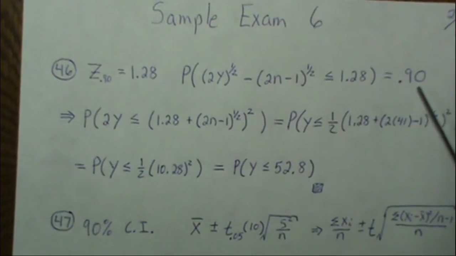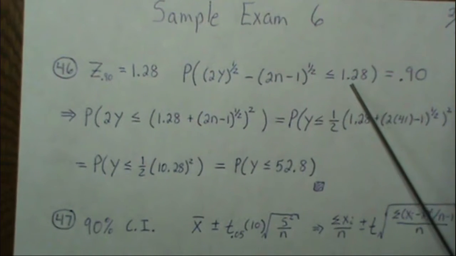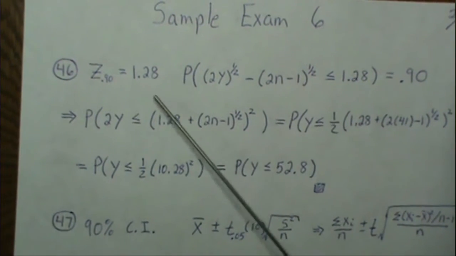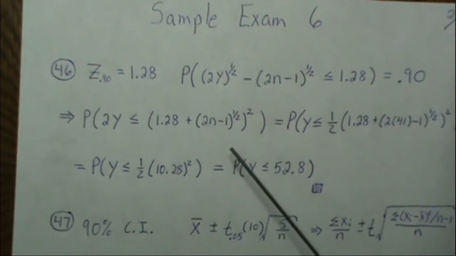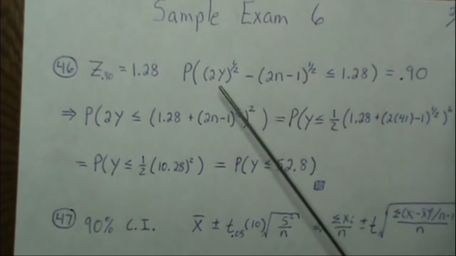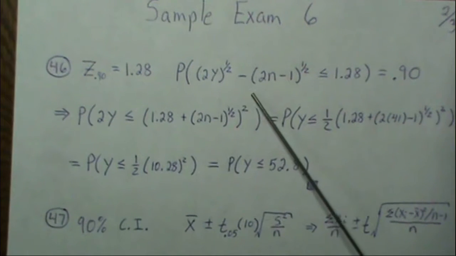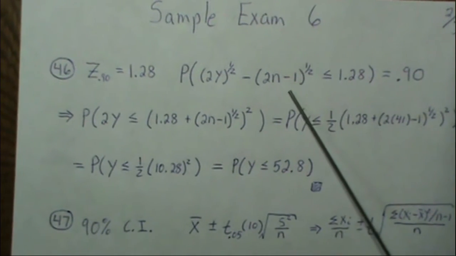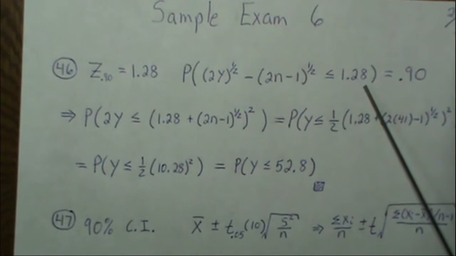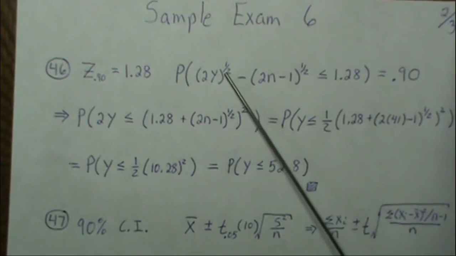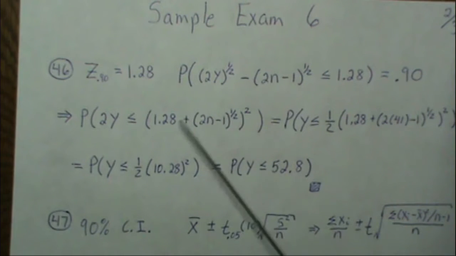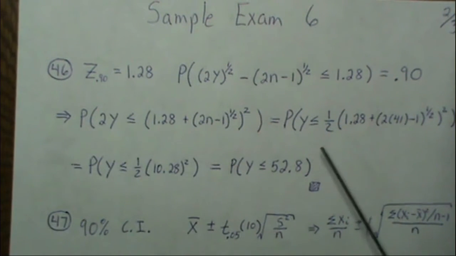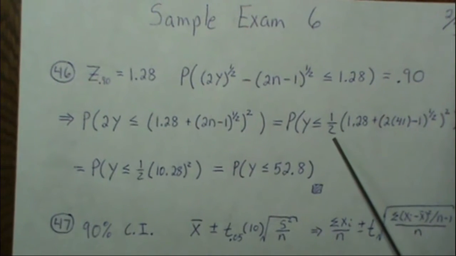So it's 90%. That means that we're less than 1.28 because this follows a z, a standard normal, same as this. So now we start rearranging. We start solving for y in this probability. So we subtract over this piece. We square it to get rid of the 1/2 here. And that's where we are here. Now we need to divide by 2, and that comes over here.